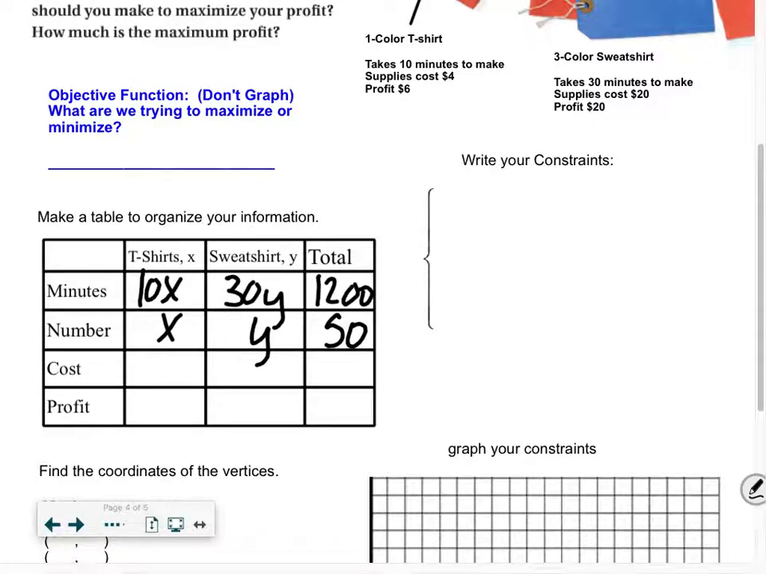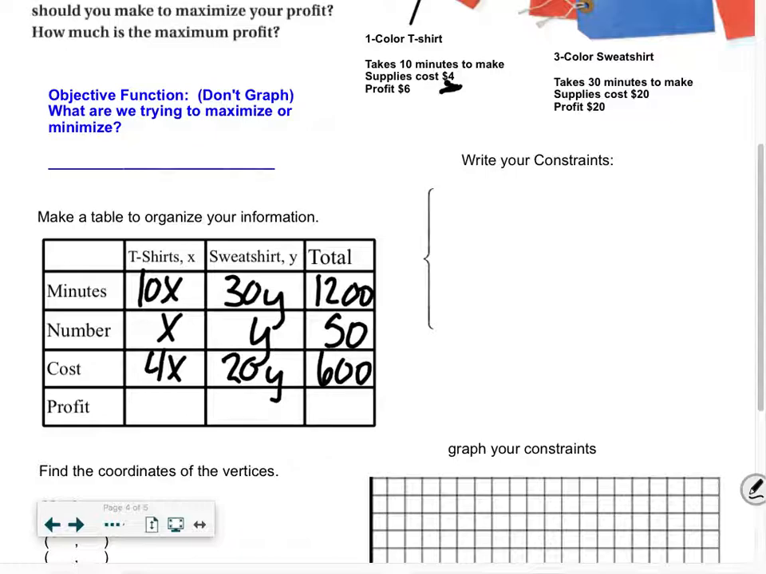My cost, how much does it cost to make my t-shirts? $4. So I got 4X. 20Y. How much in my bullet points does it say I want to spend no more than? 600. Where'd you get the 4 for t-shirts? 4 is right here, supplies, up in our picture. T-shirts cost $4.